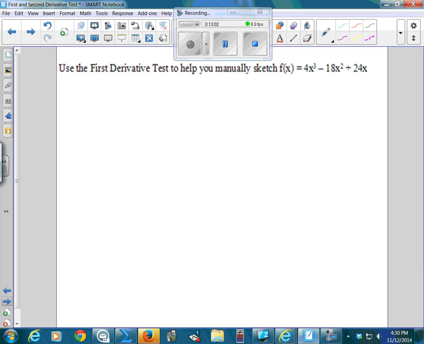Here's the first problem. f of x equals 4x cubed minus 18x squared plus 24x. Okay, so we want to manually sketch it. We know generally that it looks kind of like this, right?